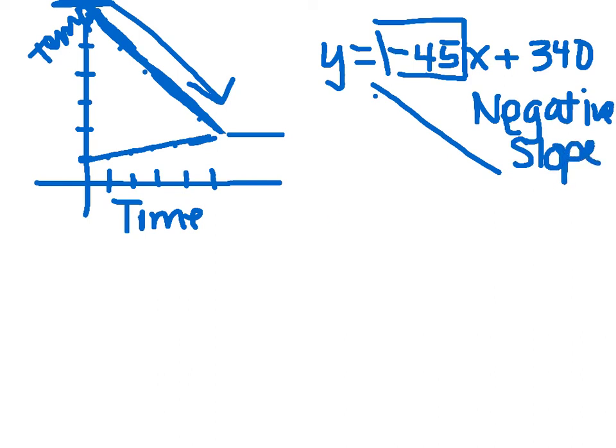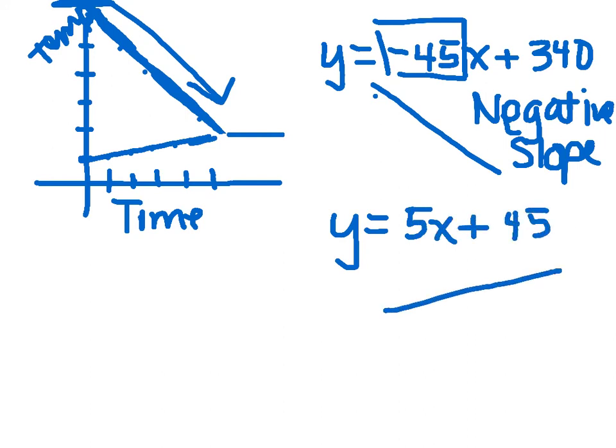On the other hand, when I have y equals 5x plus 45, starting at 45 and going up 5 degrees per hour, then it's going up. Now, it's going up at a slower rate than this, so it's not anywhere near as steep. I should have made that look more so, but anyway, that's a negative slope. This is a positive slope.